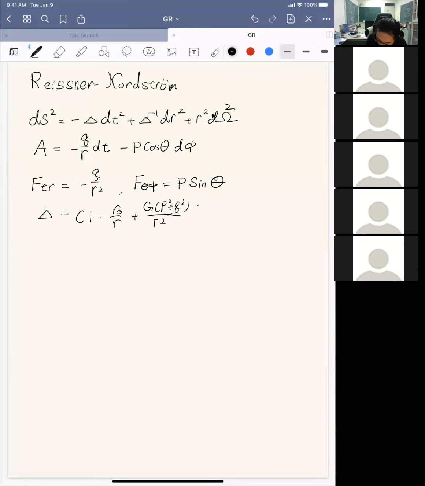And as we know, since this is a quadratic equation, we usually write it as 1 over r squared times r minus r plus and r minus r minus, which means that we have two roots here. So basically the statement is that we have two roots, and this is different than the Schwarzschild black hole.